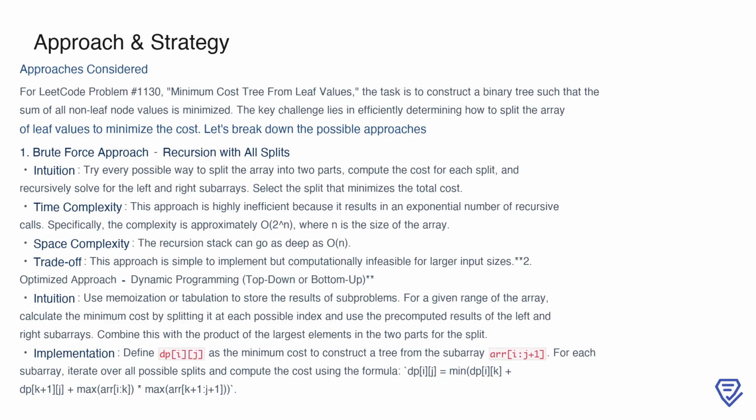By breaking the problem into overlapping subproblems, we can store intermediate results to avoid redundant calculations. In this approach, we define a table, dp[i][j], where each entry represents the minimum cost to construct a tree from the subarray arr[i..j+1]. For a given subarray, we calculate the cost by trying all possible splits, combining the results of the two subarrays, and adding the product of the largest elements from each part. This reduces redundant calculations compared to brute force and provides a structured way to solve the problem.